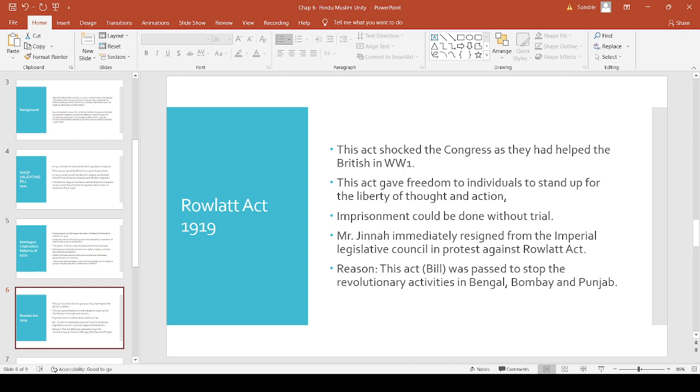Now, what was the reason that this act was introduced? This act was passed to stop the revolutionary activities of Indians in Bengal, Bombay, and Punjab. The act came as a shock to Congress as they had helped the British in World War One. Because of the act, imprisonment could be done without trial.